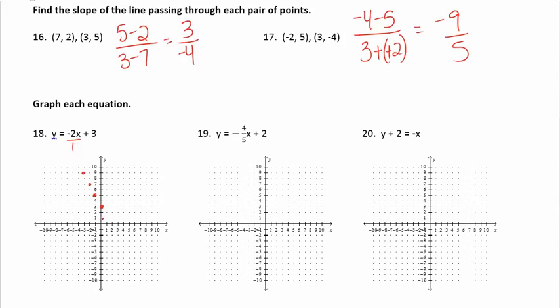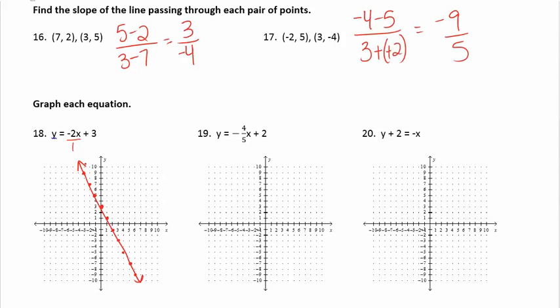Remember, on these I want at least 5 points plotted. You'll see me most of the time go all the way through the graph. So I'm going down 2 over 1 now. And you draw your line. Make sure you have arrows at the end.